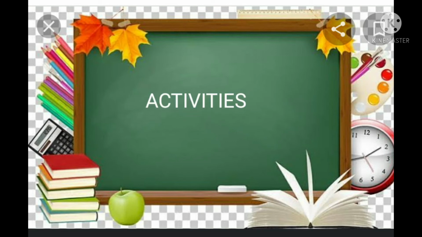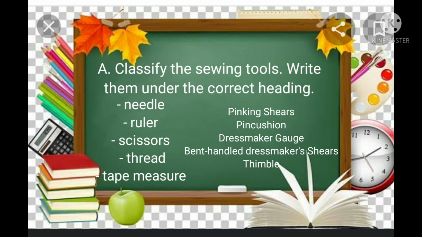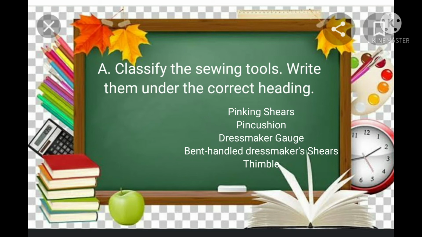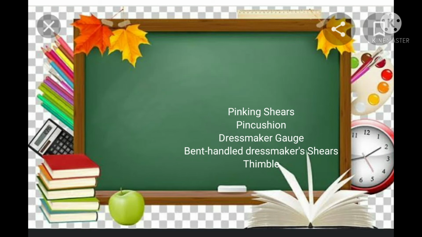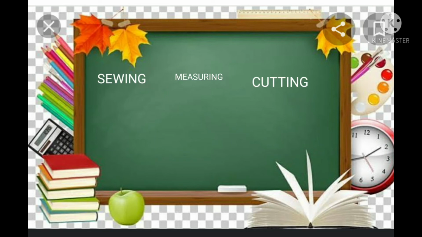For our activities, we have letter A, classify the sewing tools and write them under the correct heading. And we have needle, the ruler, the scissors, the thread, tape measure, pinking shears, pin cushion, dressmaker gauge, bent handle dressmaker shears, and last one, thimble. Write your answer inside the boxes under sewing, measuring, and cutting.